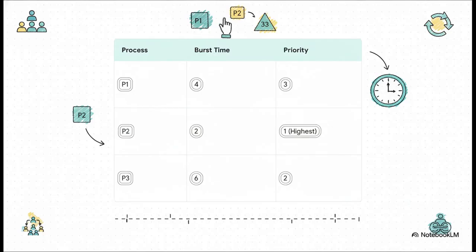In this example, just remember a lower number means a higher priority. It's a little counterintuitive, I know. So P2 runs first with the highest priority of 1, then P3 gets to go with priority 2, and finally poor P1 with the lowest priority has to wait for both of the others to finish up.